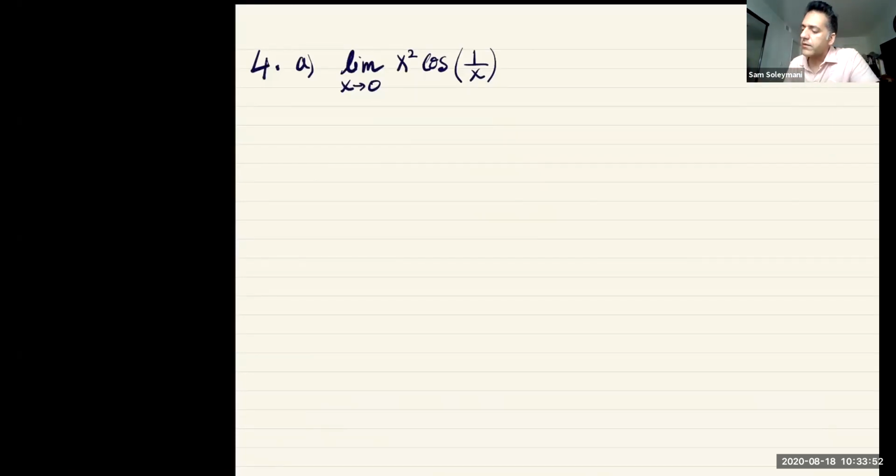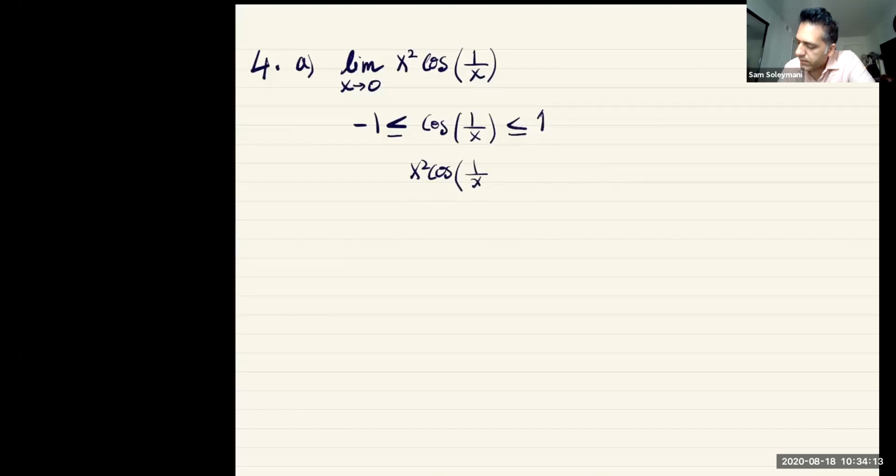What you say is, cosine of 1 over x, we don't care about it. It's bounded from -1 to 1. Therefore, multiply this inequality by x squared, and you get -x squared and positive x squared for x squared times cosine of 1 over x. You don't need to worry about switching the direction of those inequalities. And then you use the squeeze theorem.